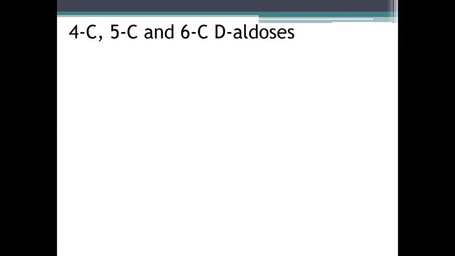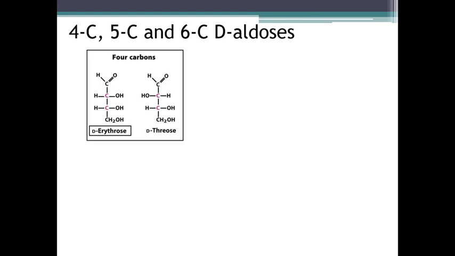Let us look at some of the 4, 5, and 6 carbon D-aldoses. The 4 carbon aldoses, there are 2 of them, D-erythrose and D-threose. Remember, these are D-aldoses.